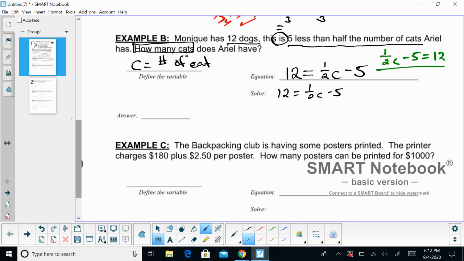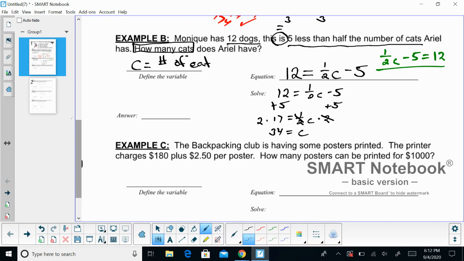Now to start solving this, the first step would be to add 5. I always want to take care of what is not with my variable first. So plus 5. 12 plus 5 is 17. 1/2 C. Now what do I need to do to get the C by itself? To cancel out the 1/2, I would have to multiply by 2. 17 times 2 is 34. These guys would cancel, so I have 34 equals C.